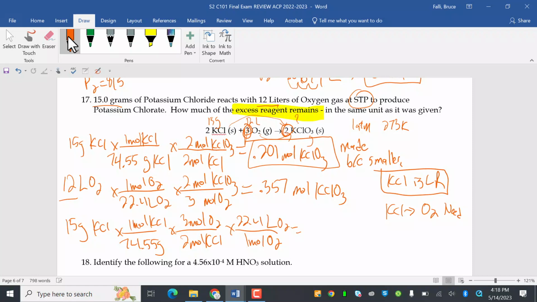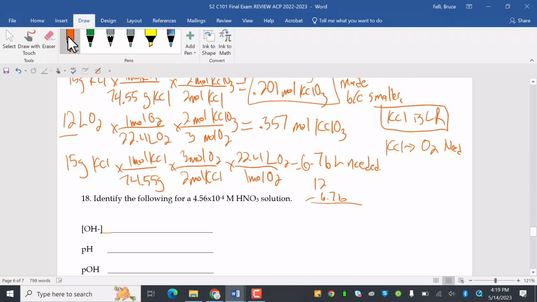So this number should give us a number less than 12. 15 divided by 74.55 times 3 divided by 2 times 22.4. So 6.76 liters needed. Now remember, we have 12, okay? So 12 minus 6.76 is going to be 5.23. But remember here, notice these are no good sig fig places, right? So that means my answer is 5 liters of O2 excess.